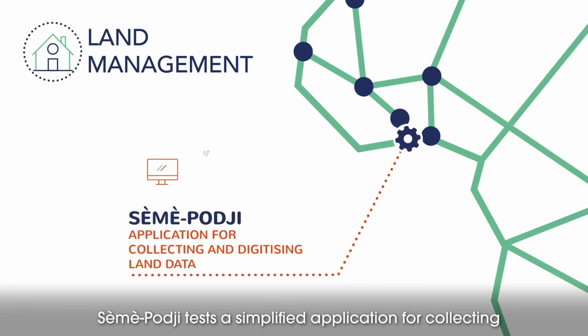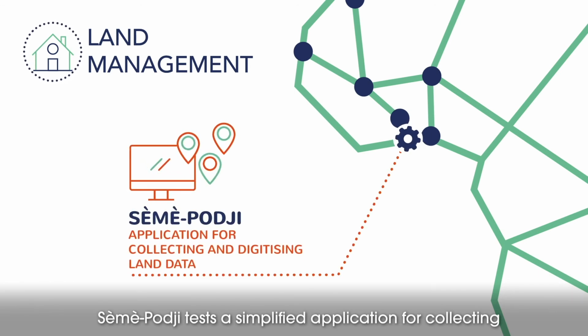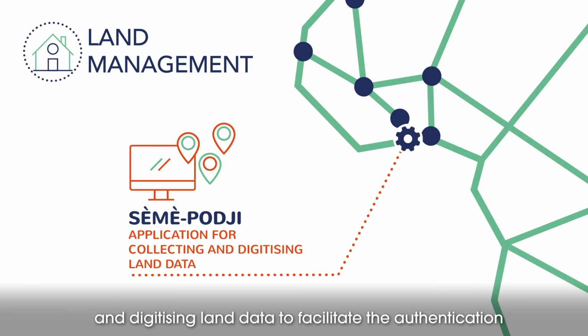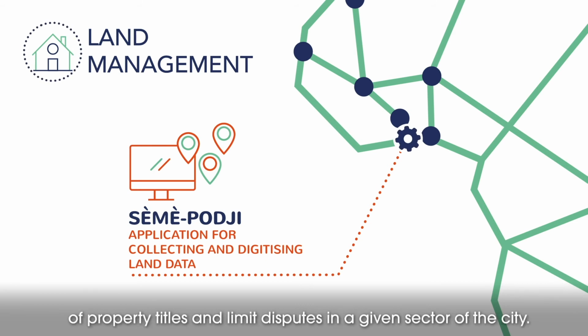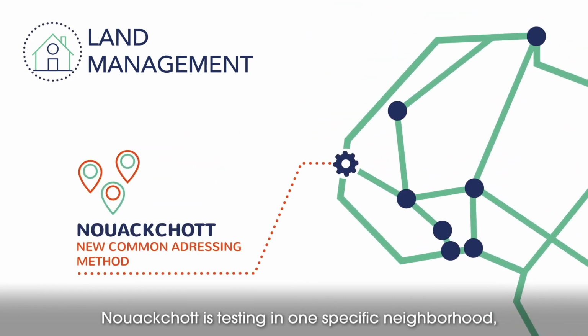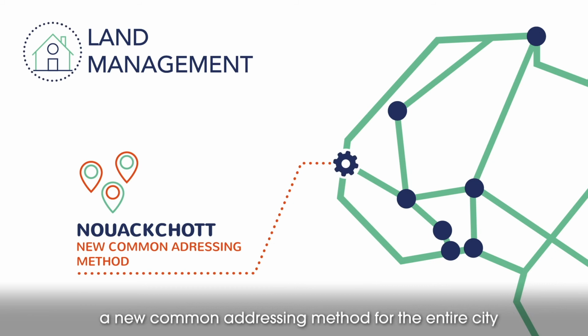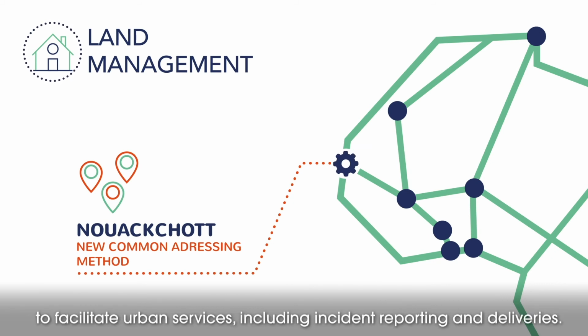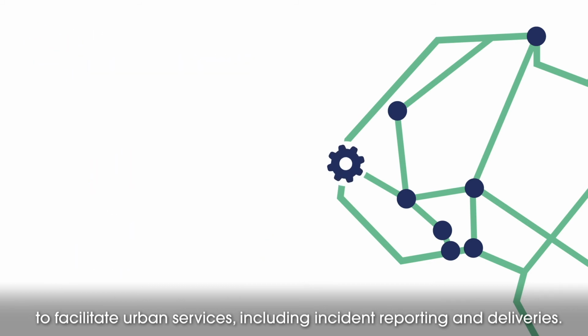Land management. Semepoji tests a simplified application for collecting and digitizing land data to facilitate the authentication of property titles and limit disputes in a given sector of the city. Nouakchott is testing in one specific neighborhood a new common addressing method for the entire city to facilitate urban services, including incident reporting and deliveries.